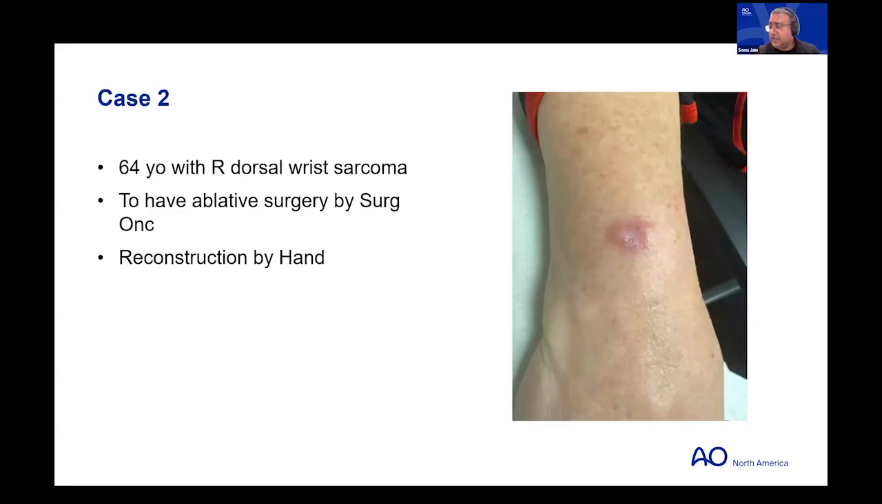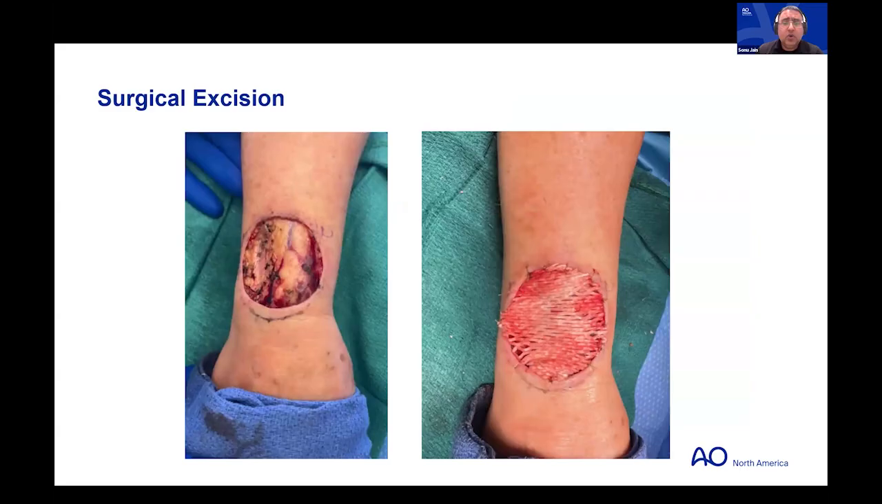So this is a case that I had, a young lady who presented with a right dorsal wrist sarcoma, seen by one of our surgical oncology colleagues and sent to us to be available for reconstruction. And you can see here, she underwent a wide local excision by the surgical oncologist. We wanted to wait for permanent margins before we did any kind of reconstruction, and we also wanted to have a better wound bed for grafting. So it kind of served twofold.